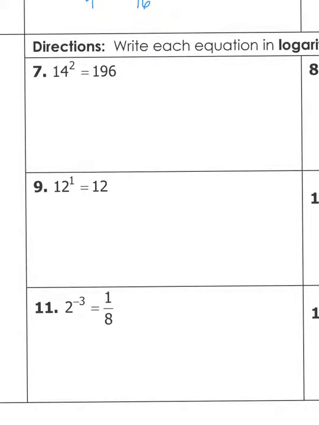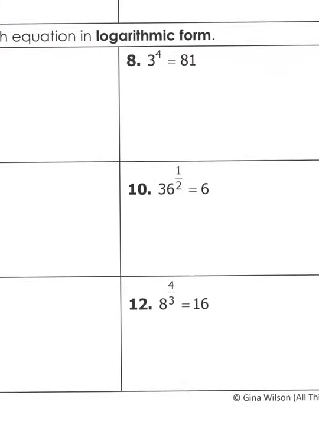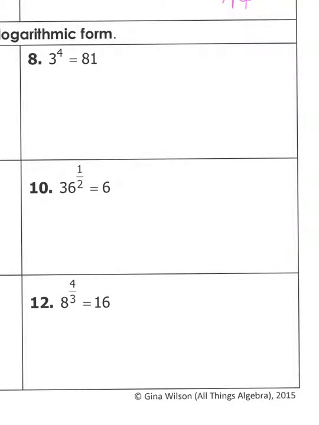All right, so we are going to write log, and this is going to become our base, so make sure it's a subscript number, and then we're switching these two. So we're going to take the log of 196, log base 14 of 196 is equal to 2. So again, I kept the same base, so that becomes the base of my log, and then I switched these around, 196 and 2. So you go ahead and do 8, 9, and 10 on your own. Don't let the fraction bother you. Pause the video, check your work.